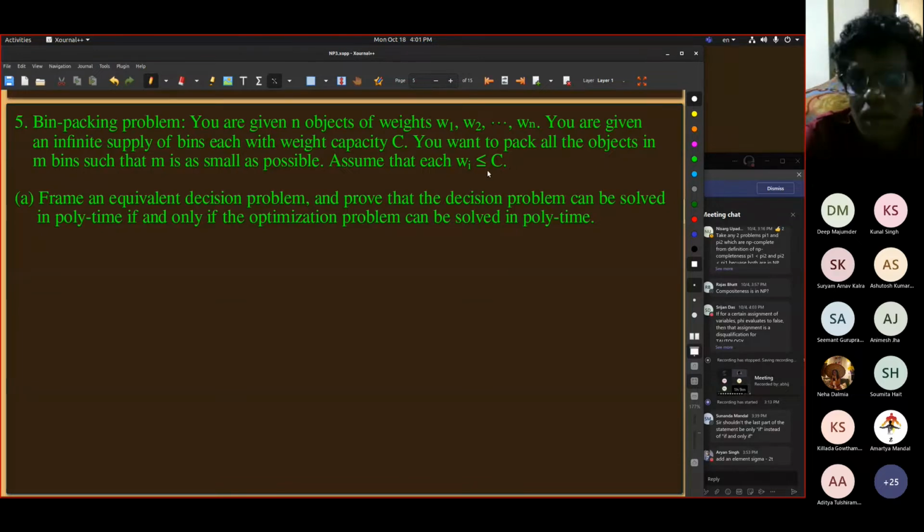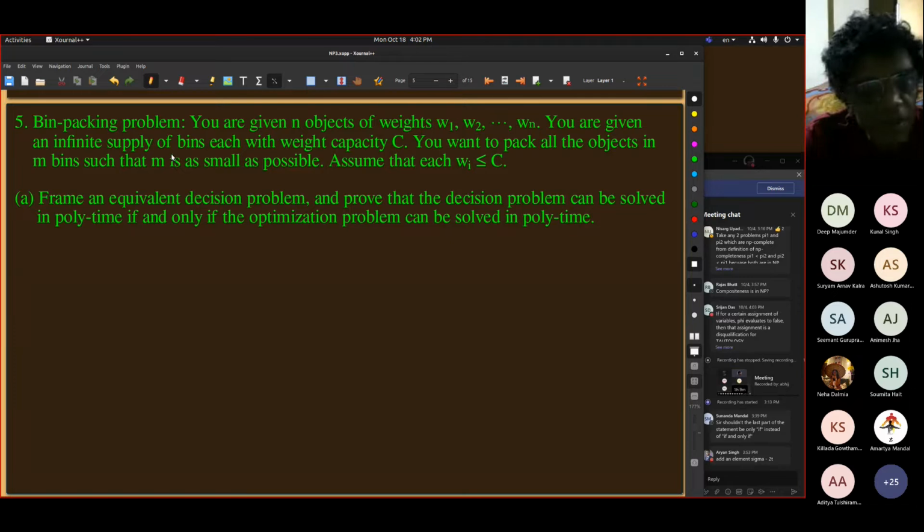Okay. If there are some objects which are of weight greater than C, then you simply throw that object. You simply cannot pack those very heavy objects in the bins of limited capacity C. Okay. Now you first note that this is not a problem that immediately qualifies to be in P or NP or something like that, because it is not a decision problem. This is basically a minimization of M. It's a minimization problem. In other words, an optimization problem.